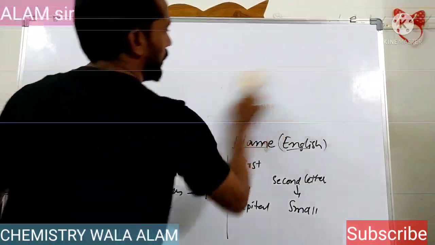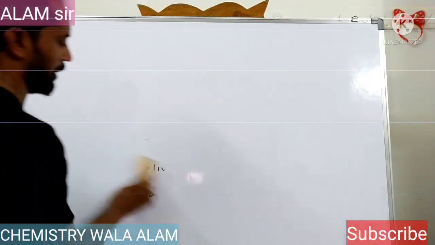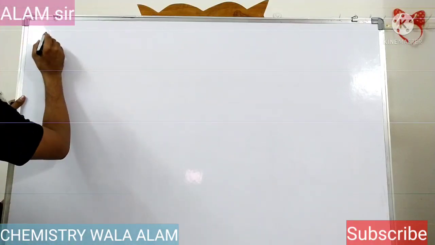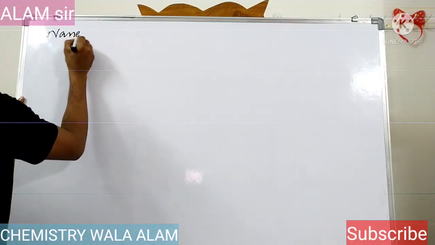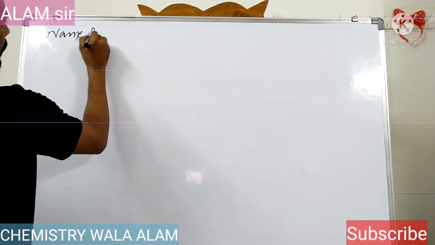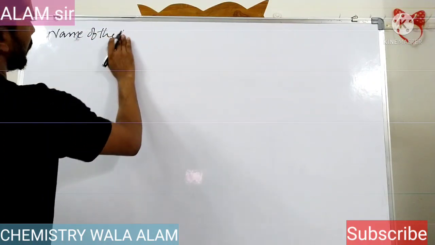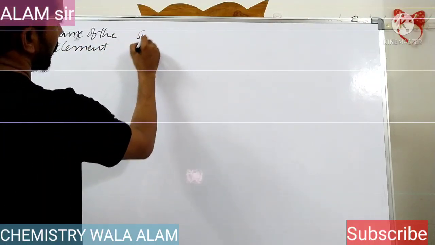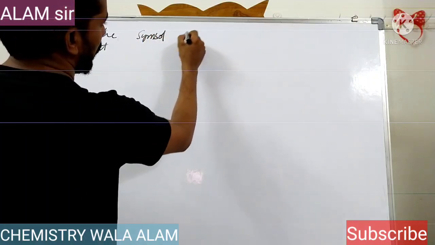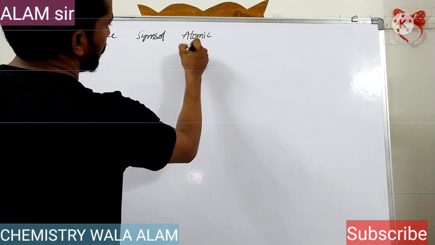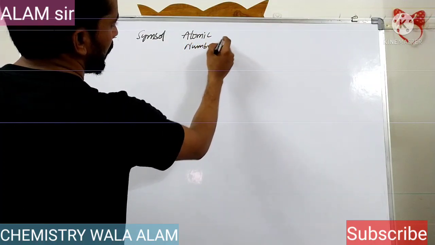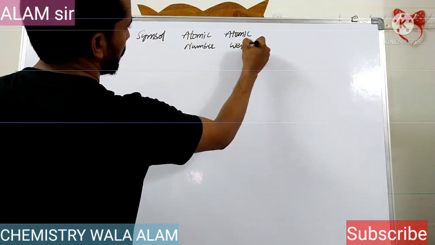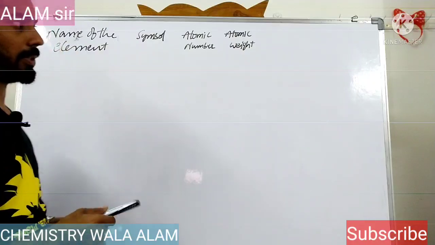Right. First, the table has the name of the element, the symbol of the element, the atomic number and the atomic weight. One is the name of the element. Second is the symbol. Next, atomic number. Next, atomic weight.